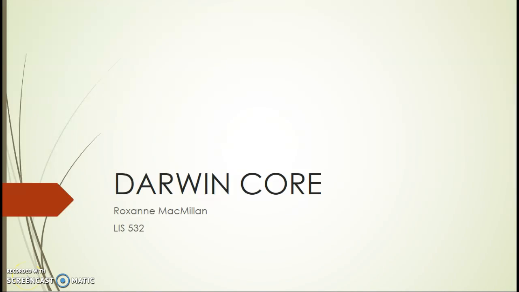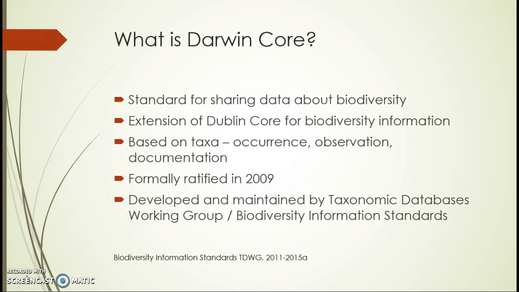This video will present a brief overview of the Darwin Core metadata standard. Darwin Core was developed as a standard for sharing and integrating data about biological diversity. The Darwin Core website states that the standard is comprised of a glossary of terms which facilitate the sharing of biodiversity information, as well as documents relating to the history, use, and implementation of Darwin Core.